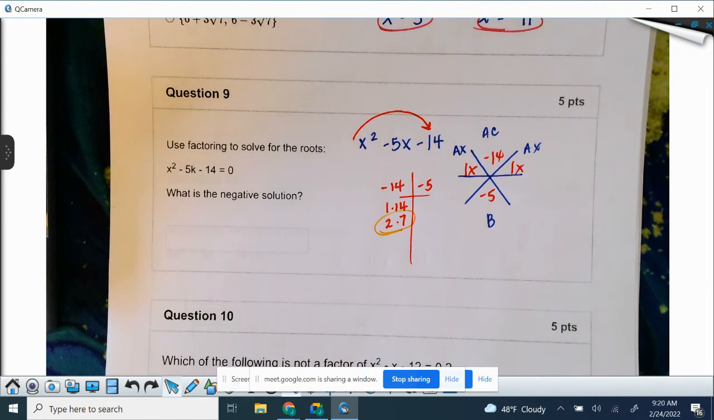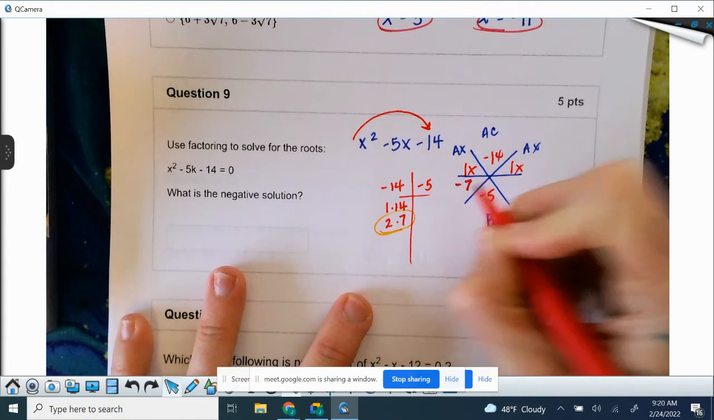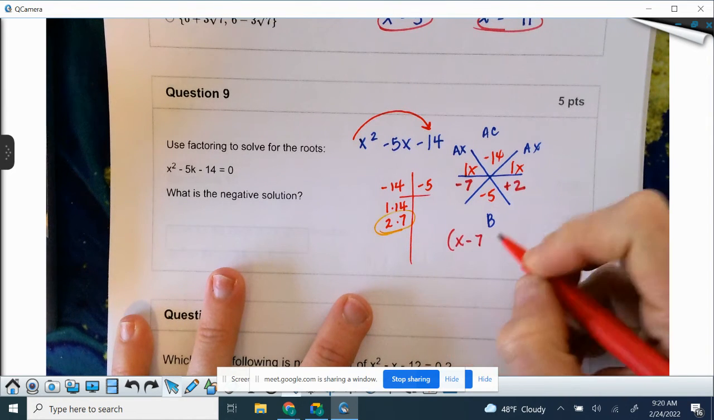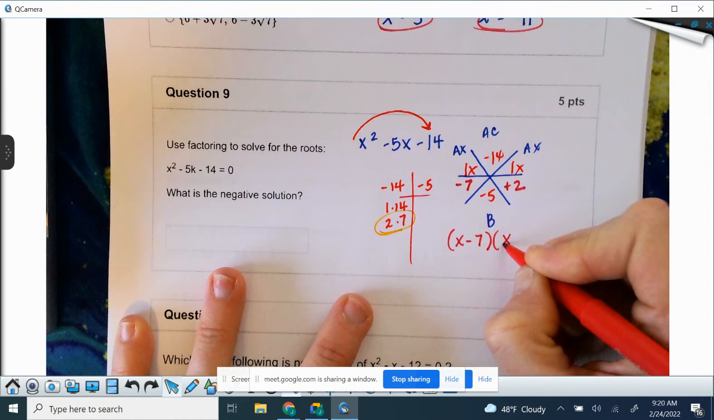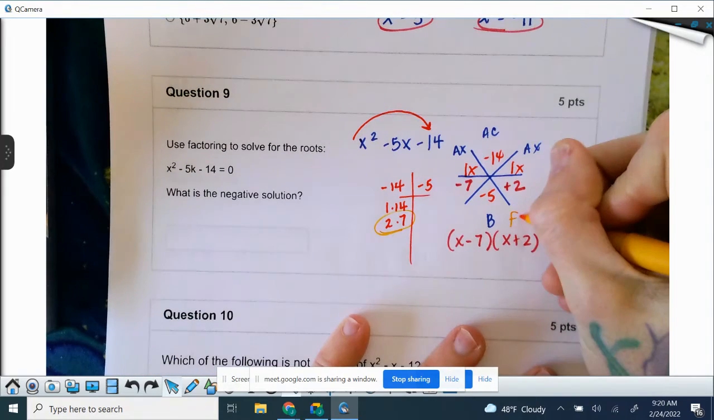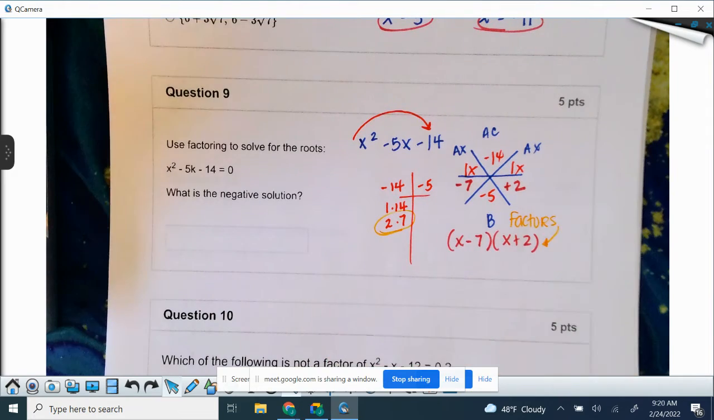And then B, the guy in the middle, is negative. So the big one's going to be negative. And then our factored answer is x minus 7, x plus 2. And those are the factors. So we're not done yet because it says solve. So from there, we're going to keep going.